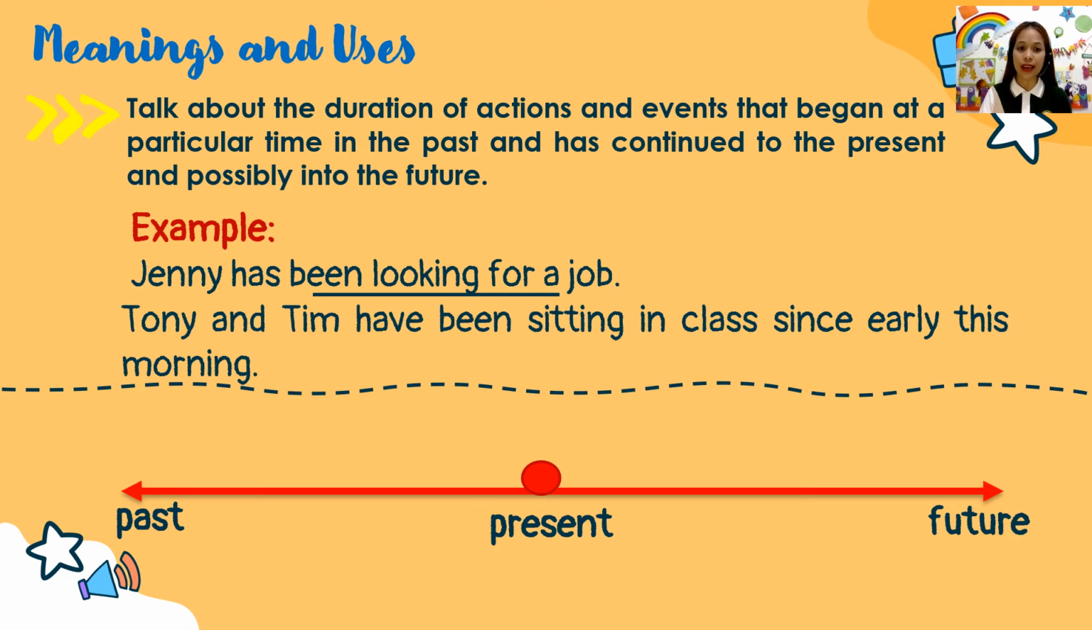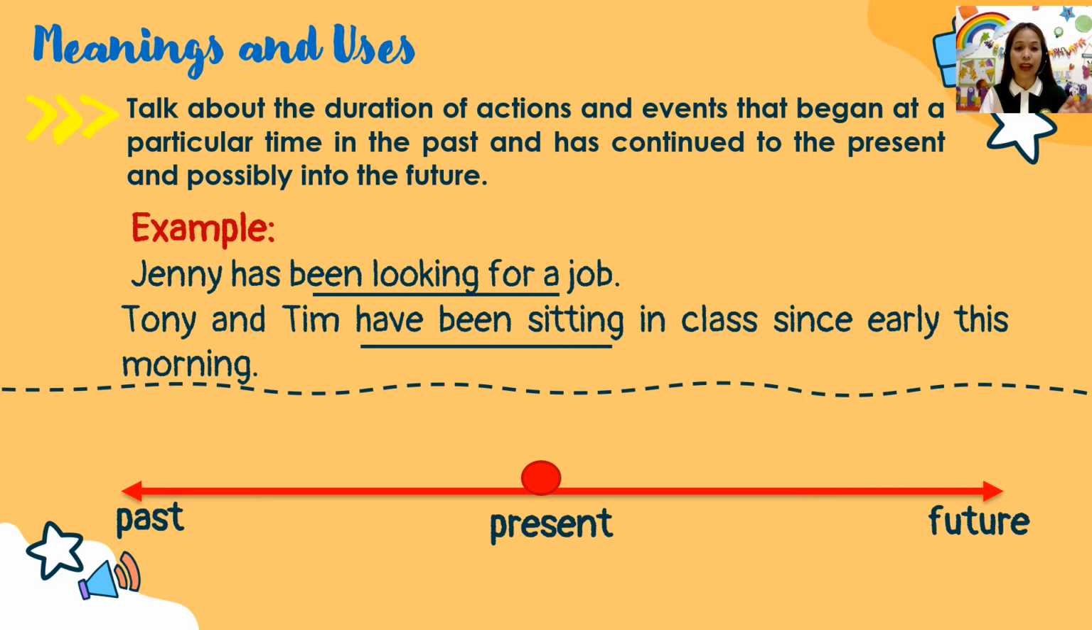As you see, has been looking and have been sitting are both in present perfect progressive tense. So in the first example, your subject is Jenny, which is singular. That is why you use has. Tony and Tim is a plural subject. That is why you use have.